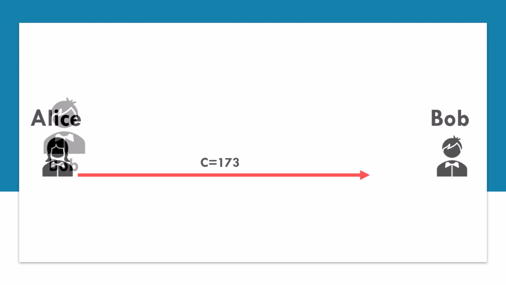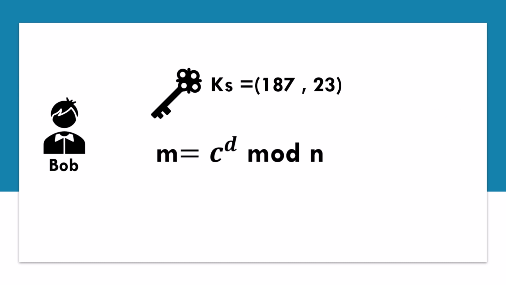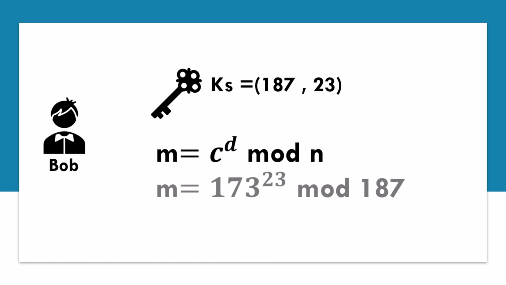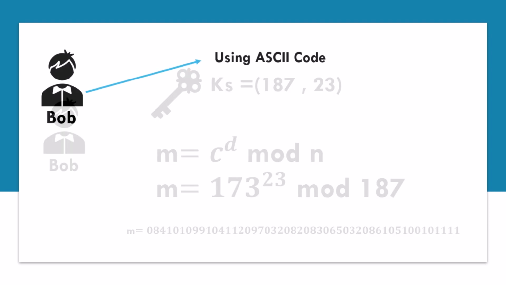Bob needs to decrypt the number, C, using his private key. The decryption formula is M equals C to the power of D mod N. Using the example values of D equals 23 and N equals 187, Bob can decrypt C as follows. This is the same number that Alice started with, which means that the decryption worked correctly.